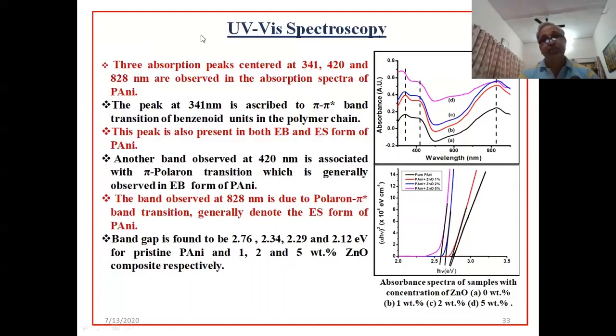And this is UV-visible spectroscopy. Here we observe three absorption peaks at 341, 420 and 828 nanometer. The 341 nanometer peak is ascribed to the pi-pi star band transition of the benzenoid unit in the polymer chain, and this is the emeraldine base form of the polyaniline.